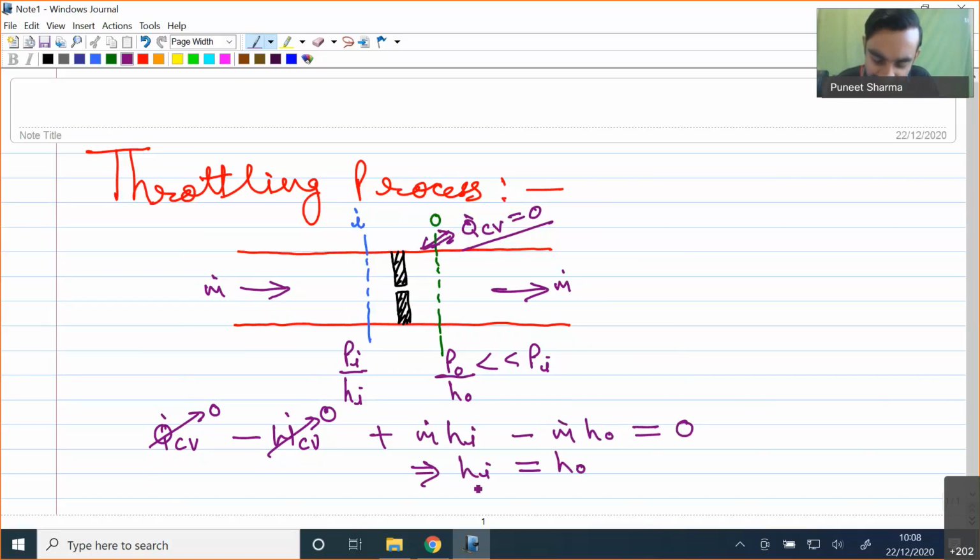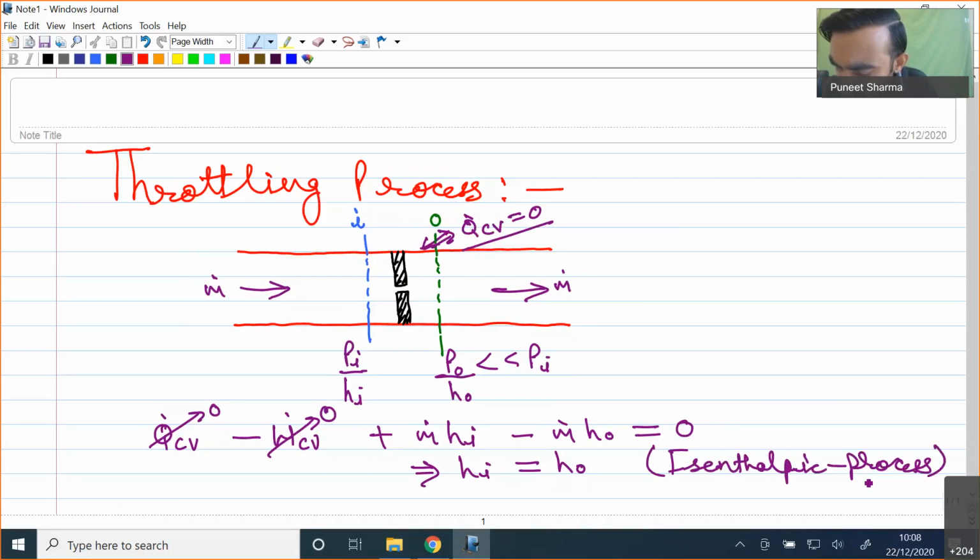So if Hi is equal to Ho, it means that during this entire throttling process our enthalpy is remaining constant. If our enthalpy is remaining constant, I can call this process an isenthalpic process. Okay, so this is a process where our enthalpy is remaining constant. That is why I can call this particular process an isenthalpic process.